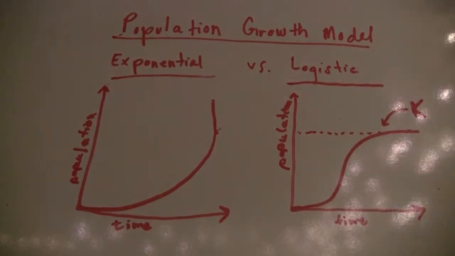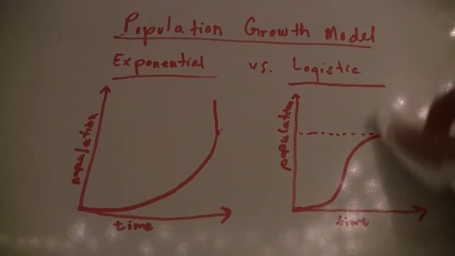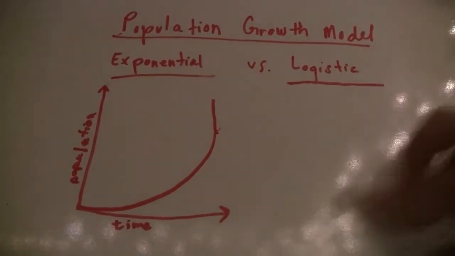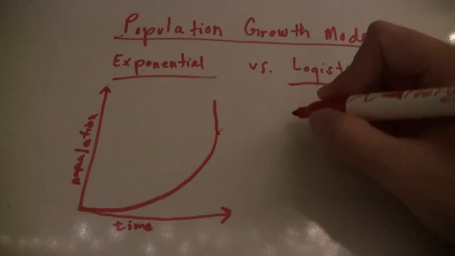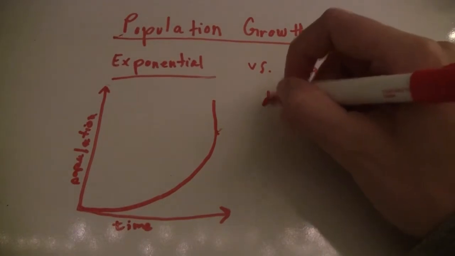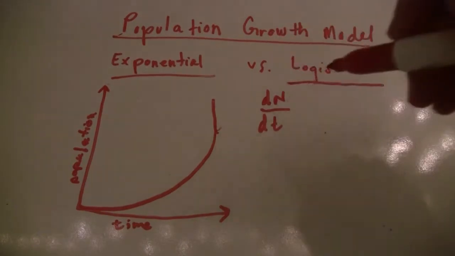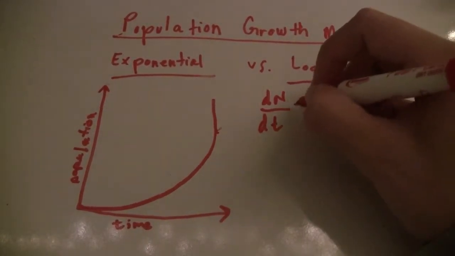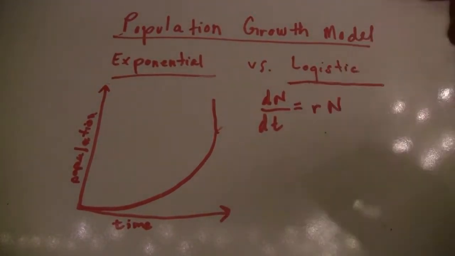In terms of variables, I'll give you an example in which exponential growth has an equation. The equation is dN over dt, which is the change in population size over time, and that is equal to r times N, where r is the growth rate.